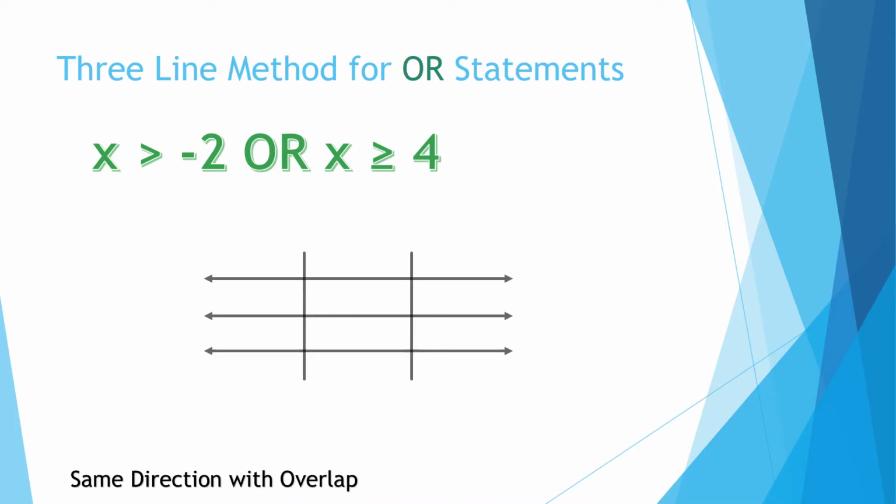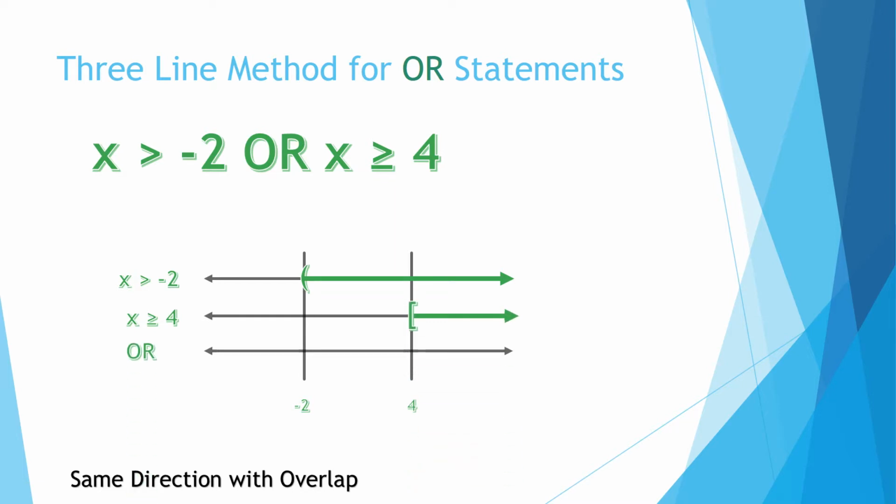All right, our next example of ORs, we have, again, -2 and 4 as critical points. We have x greater than -2, which is going to be a parenthesis at -2 shaded to the right. For constraint 2, we're going to have x greater than or equal to 4. This is going to be a bracket, and again, shaded to the right.